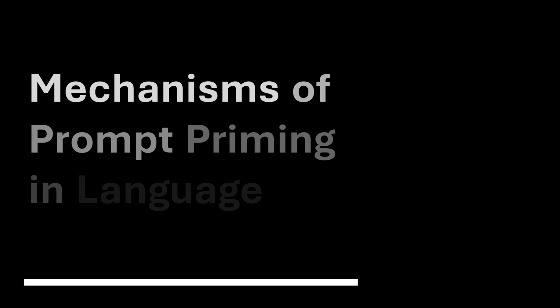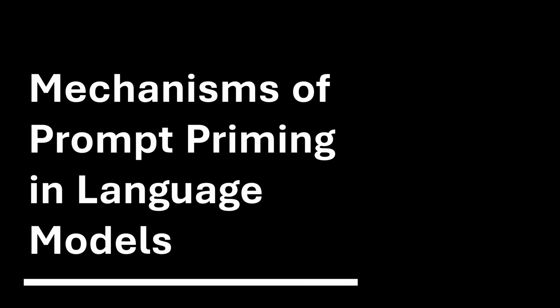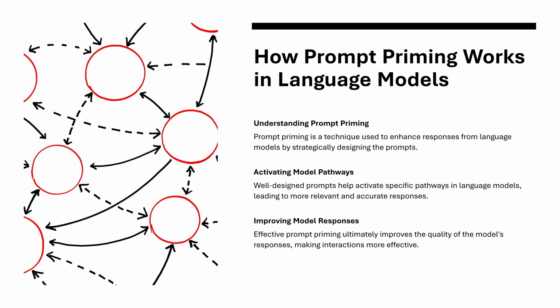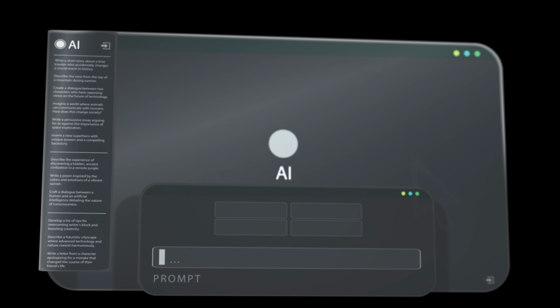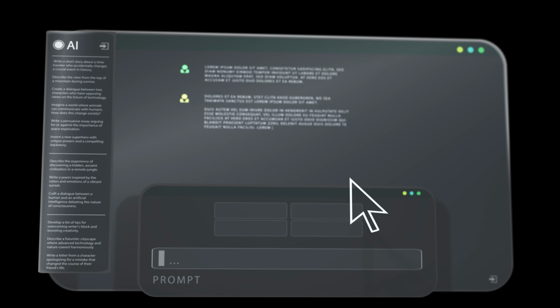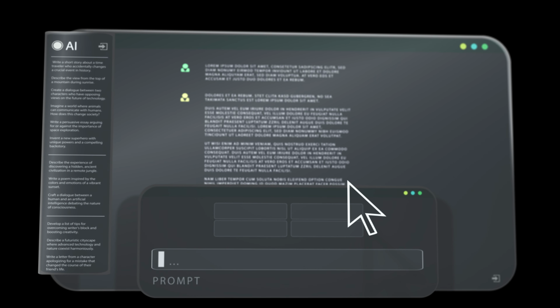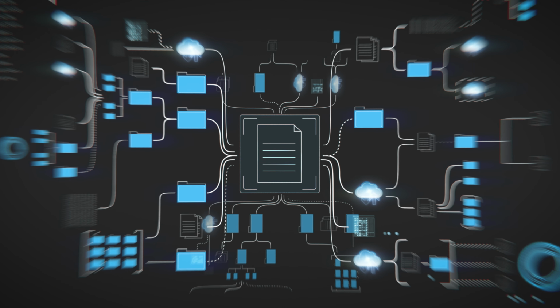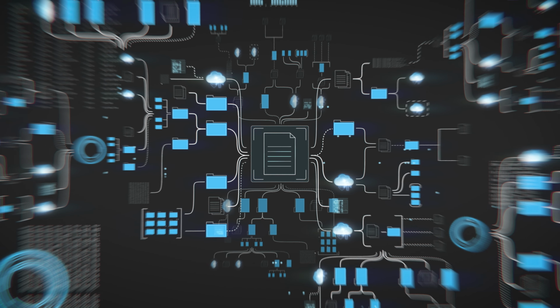Okay, so now let's learn the mechanism of prompt priming in language models. If we talk about how prompt priming works in language models, first understand prompt priming. Prompt priming is a technique used to enhance responses from language models so that you can give clues to the model, which will activate the pathways for that model.